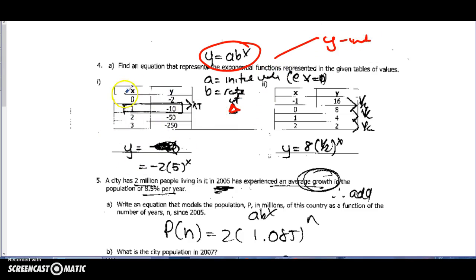So here I want to come up with an equation. What's my y-intercept? -2, so that goes here. And what is my B, or how am I changing this? This is times 5, times 5, times 5. There I go. There's my equation.